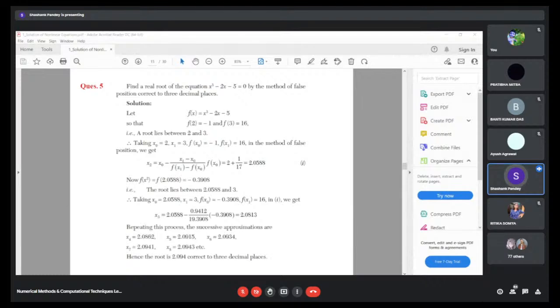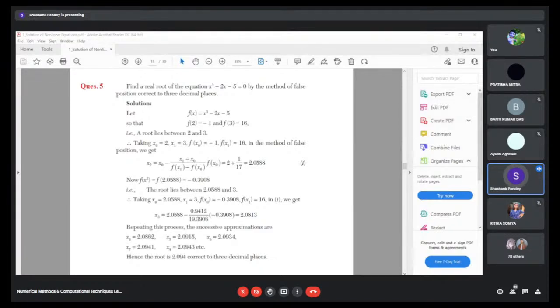So we will simply substitute into the formula for the straight line and get the value of x2, which comes out to be 2.0588. Now our next objective is to find f of x2, which comes out to be a negative value again, and we calculate f of x3. We know that f of 3 is 16, which is a positive value. So we are sure that the root will be lying between 2.0588 and 3.